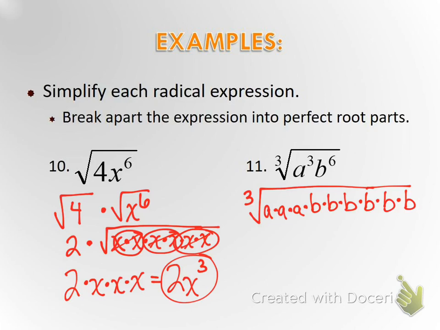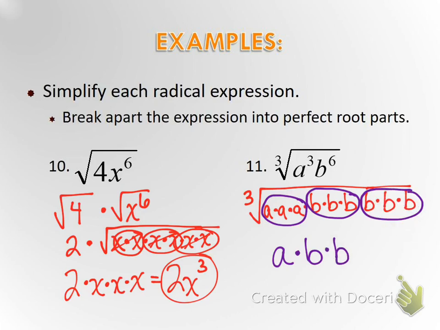And we said we're looking for groups of 3 because we're taking a cube root. So we have a group of 3 a's, a group of 3 b's, and another group of 3 b's. For every group, how many comes out? 2. No, 1. For every group you make, only one of them can come outside. So for this group of a's, 1 a can come outside. For this group of b's in the middle, 1 b can come outside. And for this group of b's on the end, 1 b can come outside.